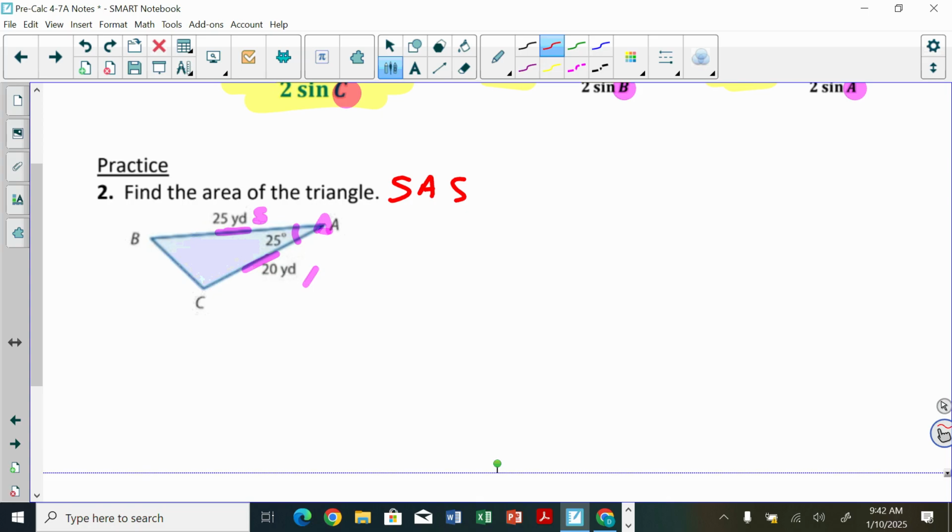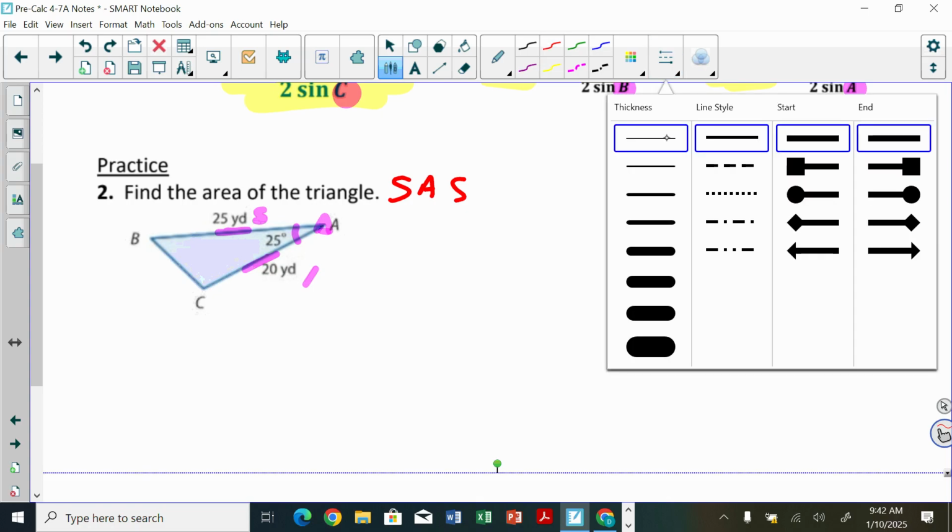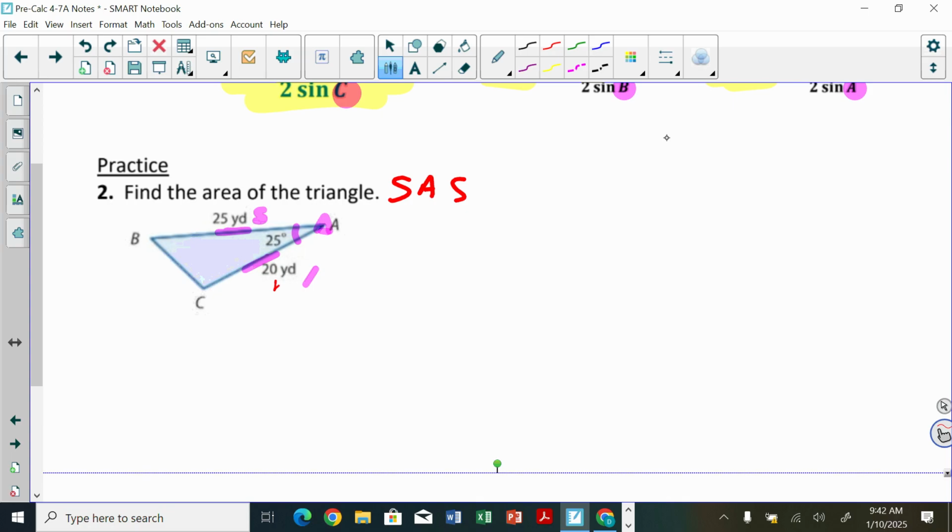Well, I'm given side B, right? This is B, and I'm given side C, because this would be here. So I'm going to kind of use those. I'm given the side, and I'm given angle A. So when I do the formula, I'm going to use this one. A equals 1/2. B and C are given to me, and then the sine of A.